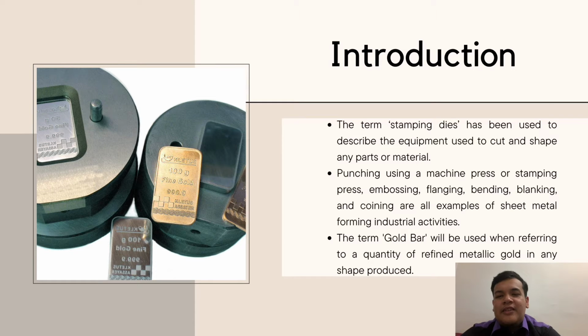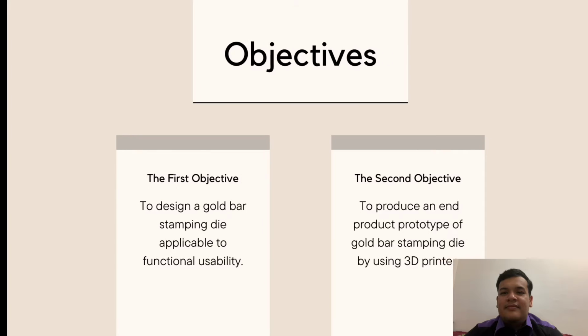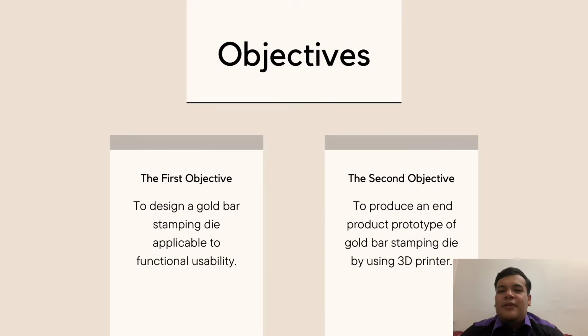Historically, the process of stamping die referred to the word pressing. This term refers to the machinery that is used to make custom pieces. The gold bar is a molten metal that is poured into a mold. It will be a quantity of pure metallic gold in any shape manufactured by a bar maker under standard manufacturing, labeling, and record-keeping circumstances. The main aim of this project is to design and develop a gold bar stamping die.